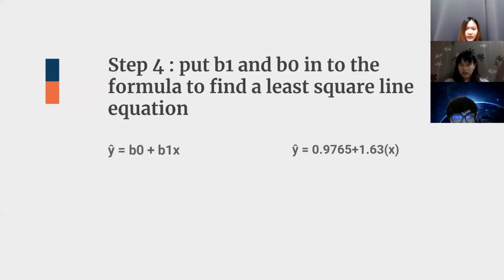0.9765. And step 4, put B1 and B0 that we found from the last step into the formula to find the least square line equation. From the formula y hat equals b0 plus b1 times x, we will get y hat equals 0.9765 plus 1.63 times x.